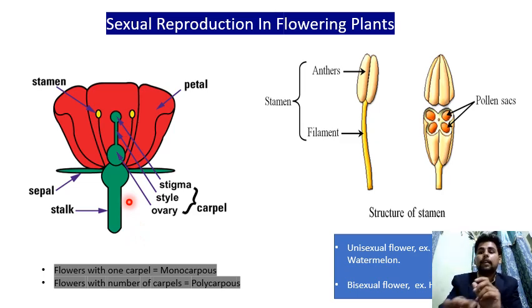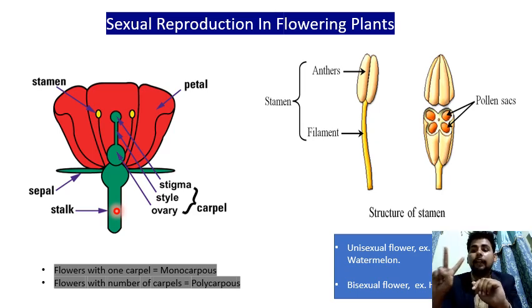Let's start from the base. This is a stalk, which is called the pedicel. This is the part over which the flower is borne. Just above the stalk there is the thalamus. This is a broad base and it bears four types of floral organs, that is sepals, petals, stamens and carpels.